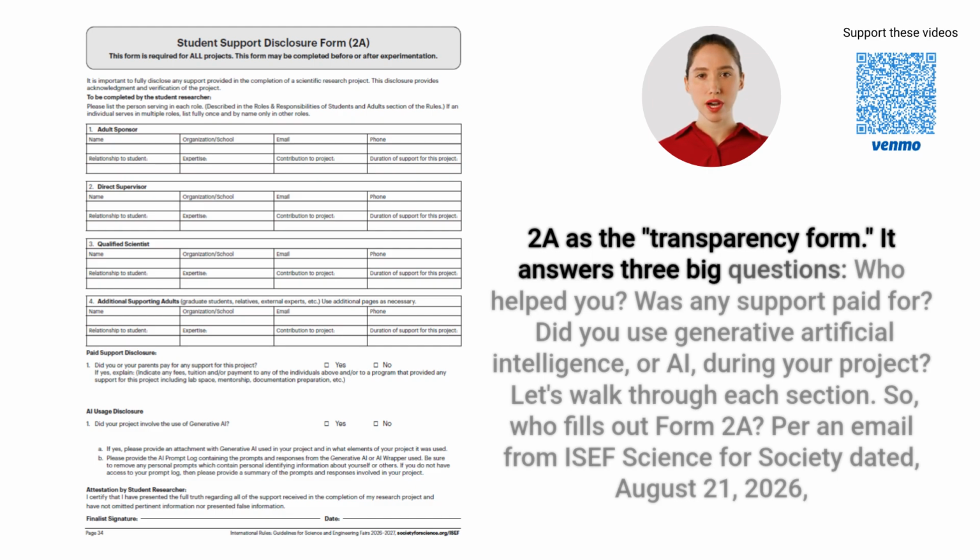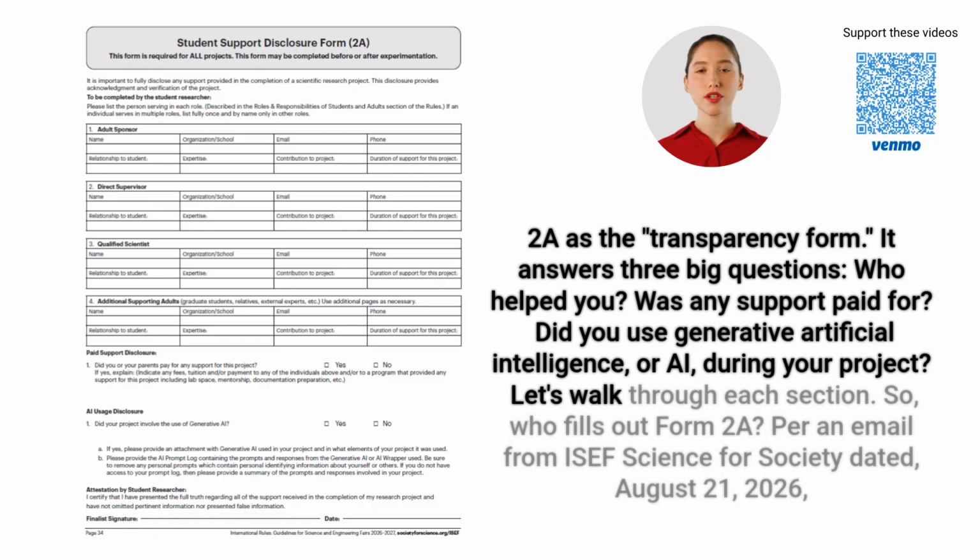It answers three big questions. Who helped you? Was any support paid for? Did you use generative artificial intelligence or AI during your project? Let's walk through each section.